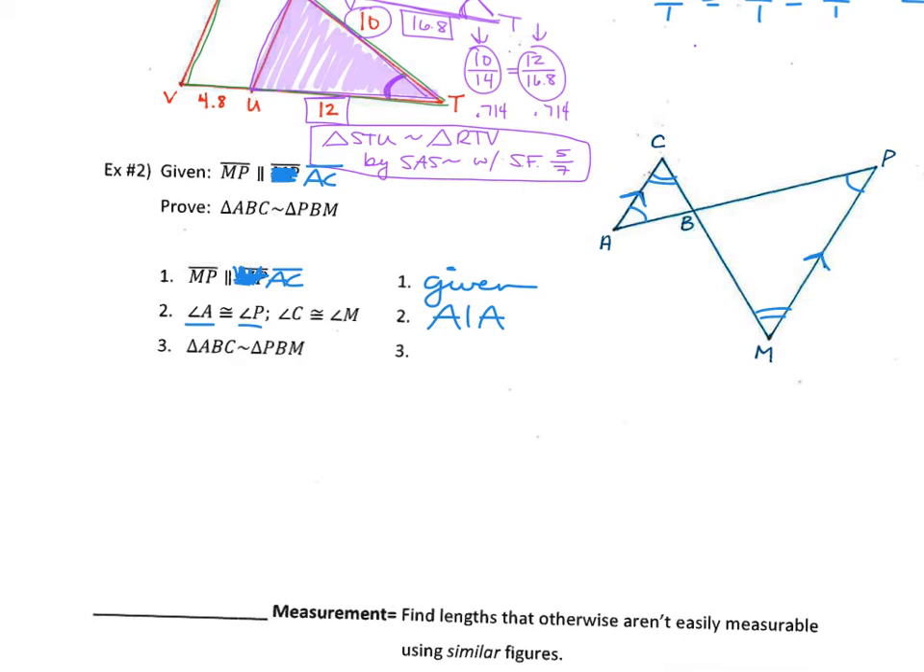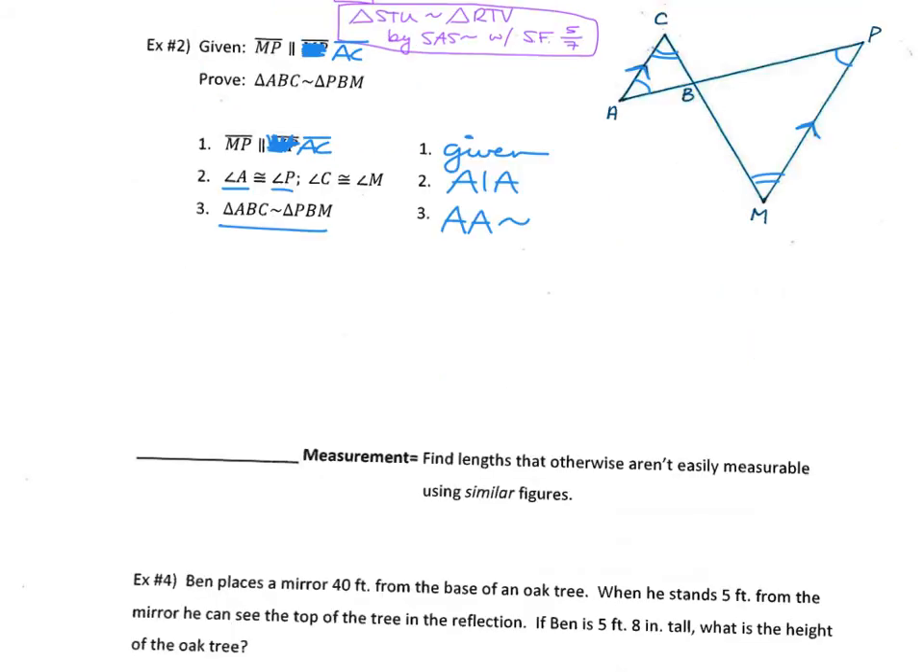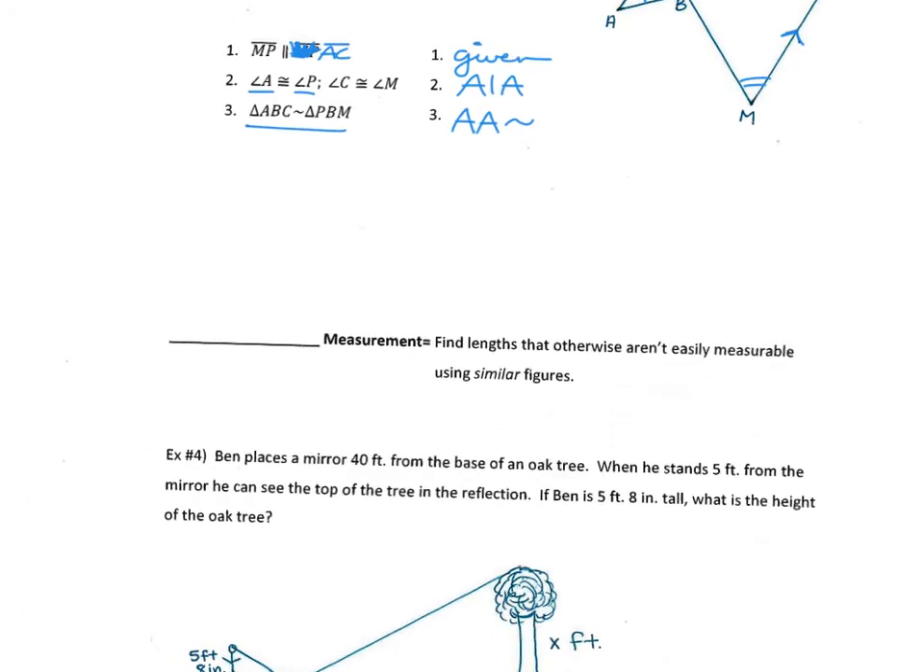So we can say that the two triangles are similar by what? Look at your markings. What do we know? Angle, angle, similarity. So AA similarity. Okay? Questions on that? All right. Moving right along.